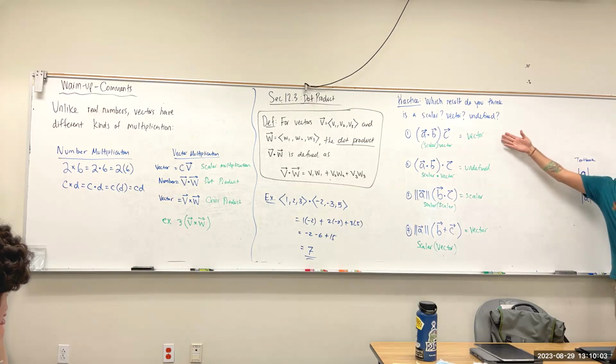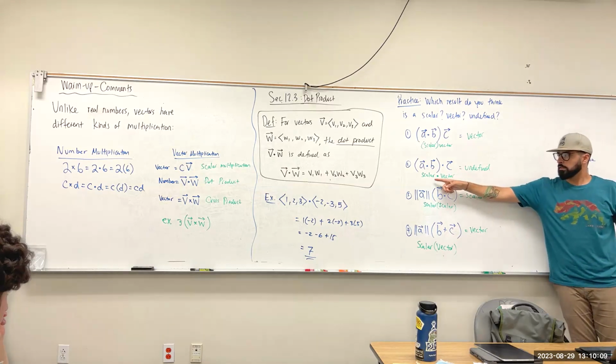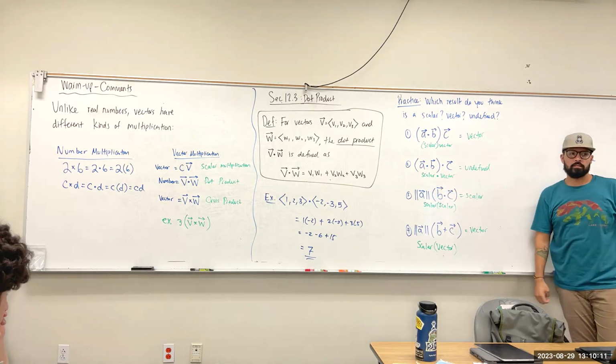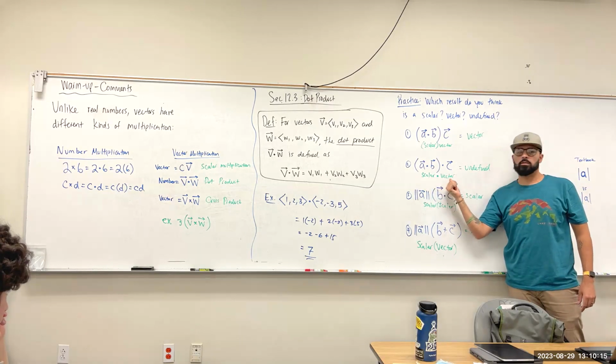Any questions on those? Is number two undefined just for now, because we don't know how to dot product with a scalar, or is it always like that? It's going to be undefined. We won't define an operation with a dot that uses a scalar and a vector.